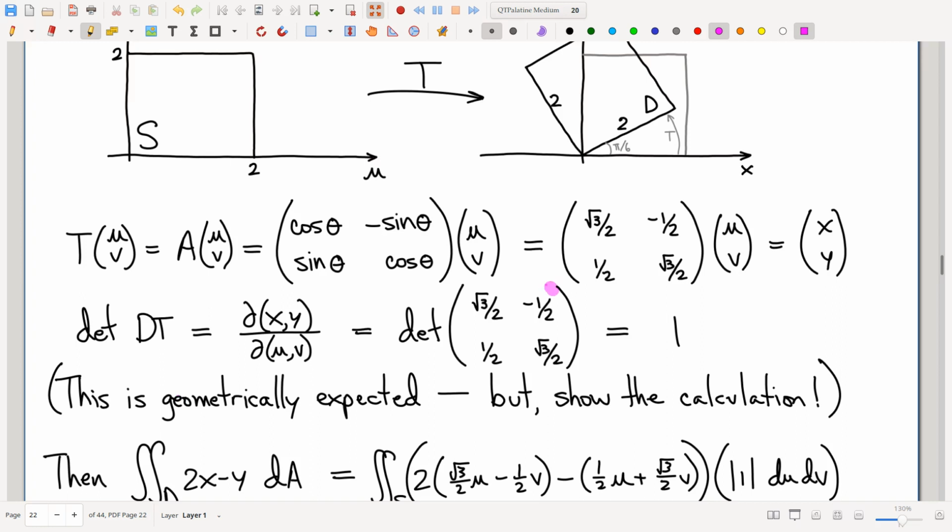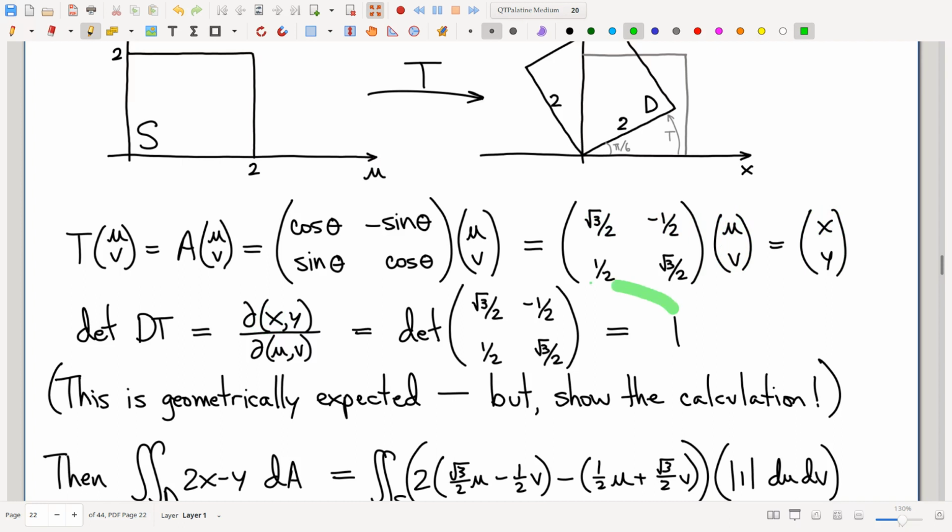Here is the resulting determinant to be computed. You want to make sure you check those details. Make sure you know where those numbers came from. Keep in mind those are the partials of x and y with respect to u and v. Wait a minute, where's my formula for x? Oh, here it is. There's x. x is this dot product right there. Is that cool? Yeah.